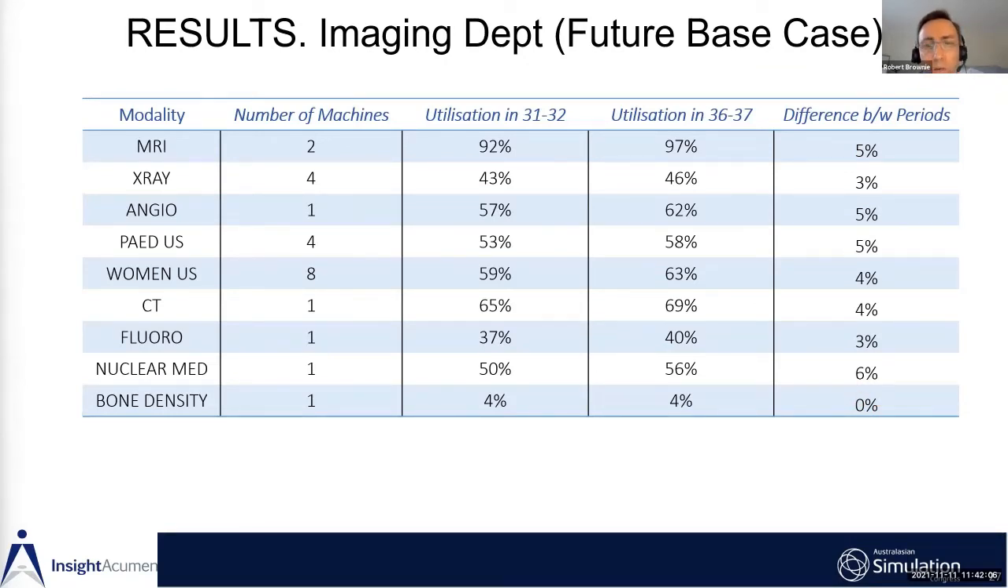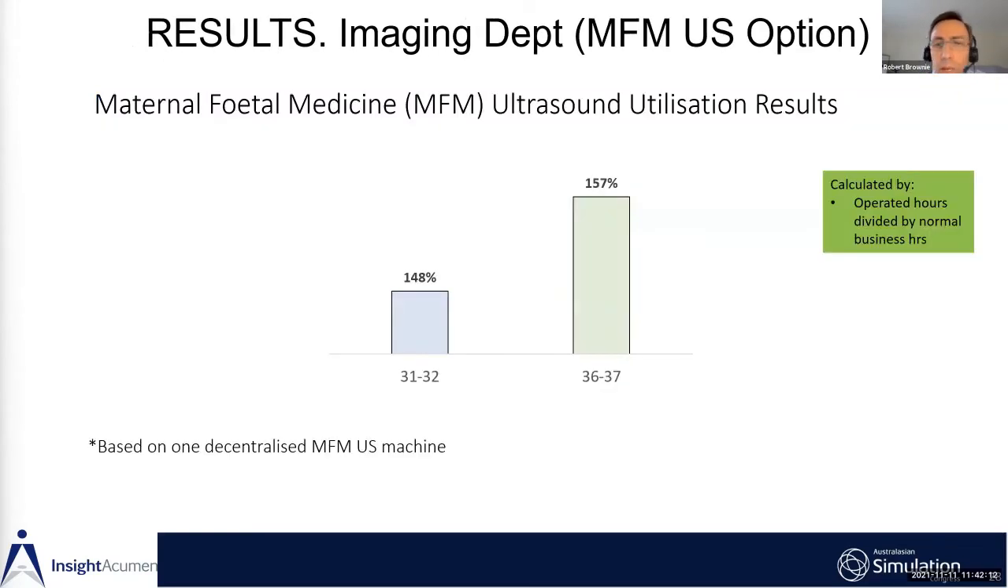So let's check now the results of 3 scenario tests now that we've got the future base case sorted. So first is the maternal fetal medicine. This was one of the scenarios the imaging functional group wanted us to test because the MFM demand usually puts pressure on women's ultrasound. We modeled a decentralized machine and let MFM patients flow through a different version of the model, allowing specific focus on MFM.